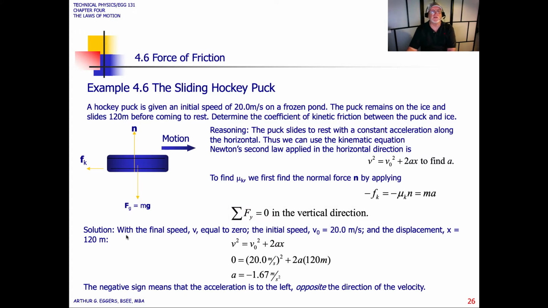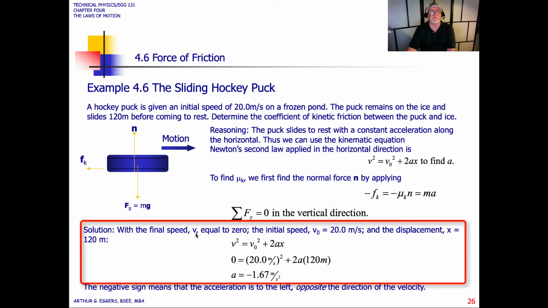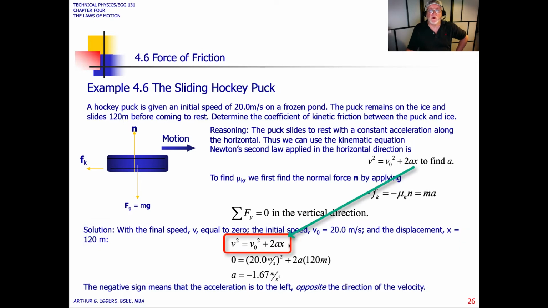So the solution says with the final speed, v final, equal to 0, because we hit it with 20 and it's going to come to rest. So the v final is 0. The initial speed, v initial, or v naught, is 20 meters per second, with a displacement stated at 120 meters. So let's go back to the motion equation that we identified to start with. v squared equals v naught squared plus 2ax.